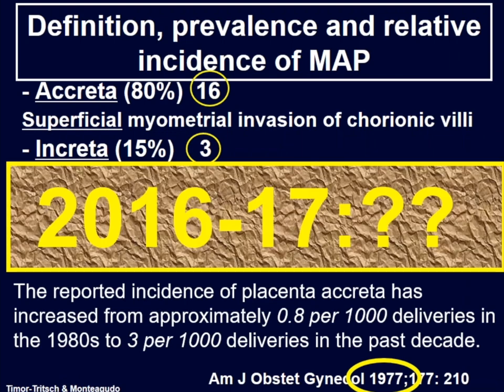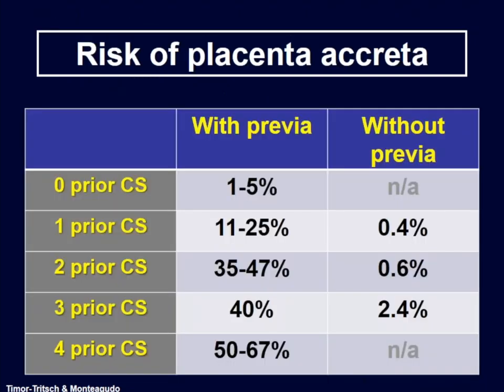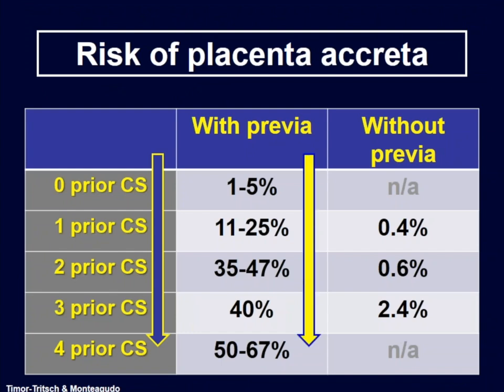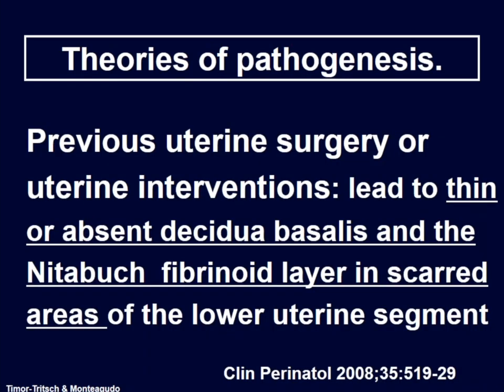This number is not really known at the present time as far as their distribution of accreta, increta, and percreta. It is known that the risk of accreta increases with increasing prior cesarean deliveries. It increases also with the presence of placenta previa, but even without previa, prior cesarean sections increase the risk of accreta. There are several theories.